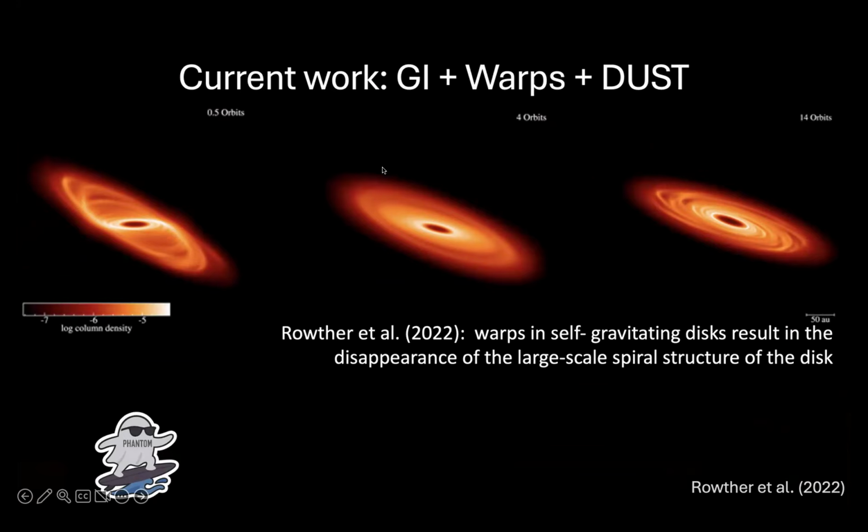So these are panels from Sal's paper, from the left to the right. In the left panel, we have a warp in a self-gravitating disk. Then when that warp goes away, there are no spiral structures left in the disk. But if you give the disk more time to evolve, the spiral structures come back. And these were the key results that Sal showed with his work.